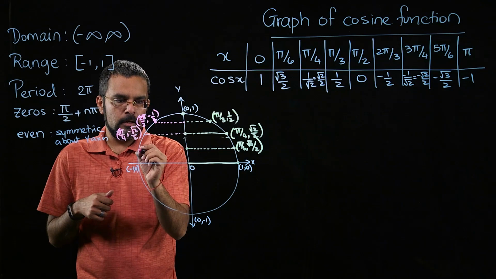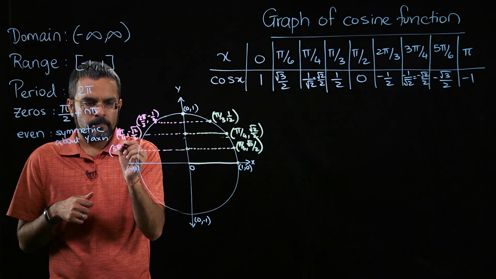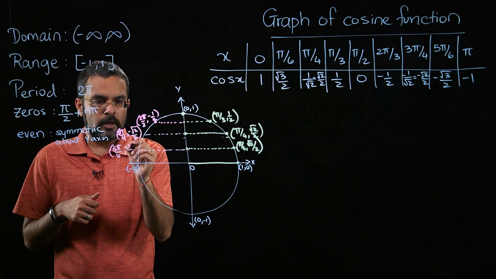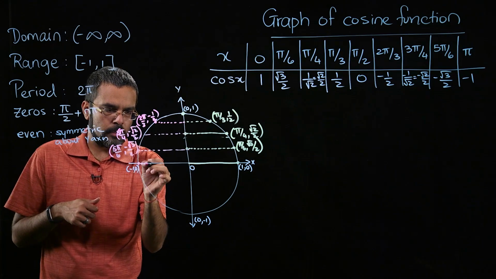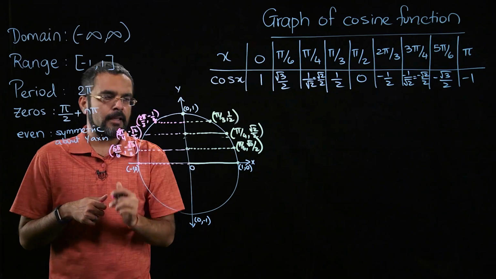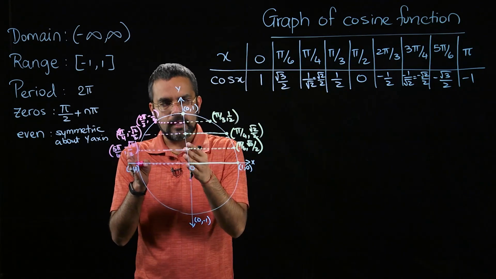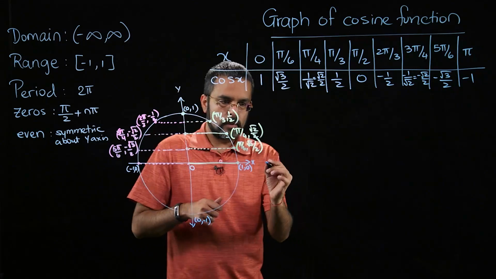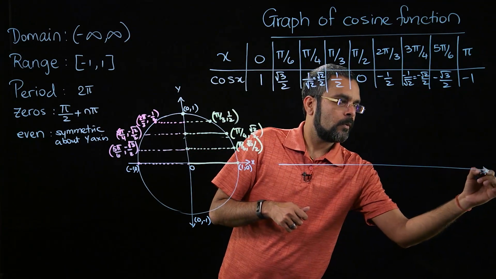And then finally here, I have 5 pi over 6, and then -√3/2. And then finally, I have this point over here, which is -1. So I'm going to take these segments, the green are the positive, the red are the negative. I'm going to take these and plot these on our graph. So let's go ahead and make our graph here.